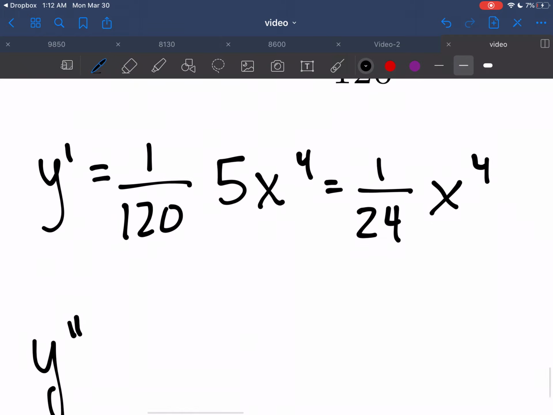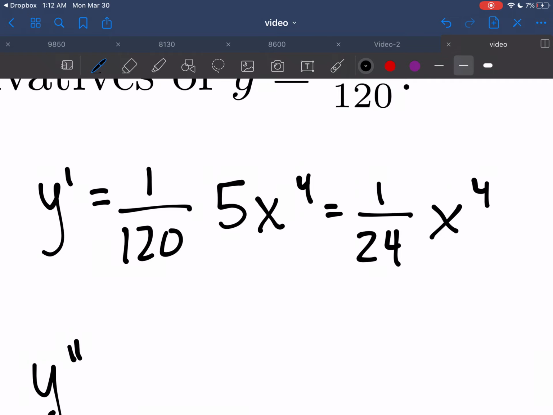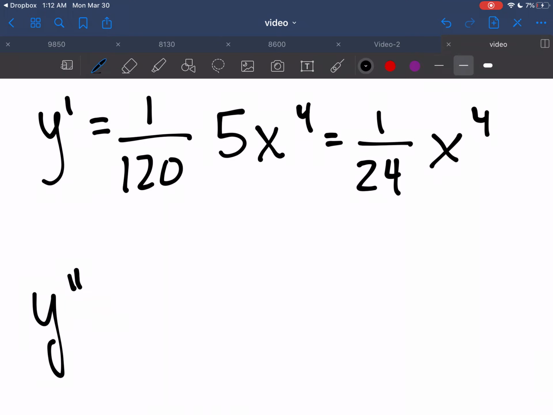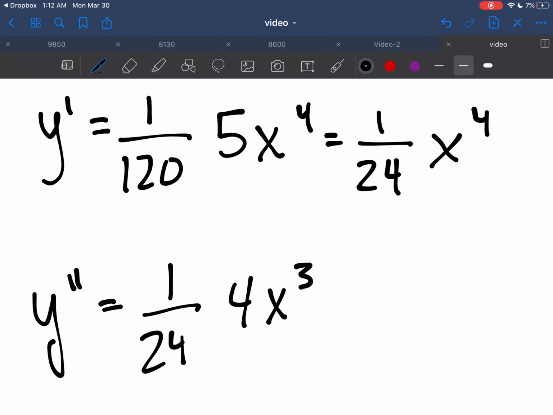All right, so the first derivative we can mark with a prime. Second derivative we can mark with a double prime. So we'll write it out like this, 1/24 times 4x to the 3rd, and so that simplifies to be 1/6 x to the 3rd.